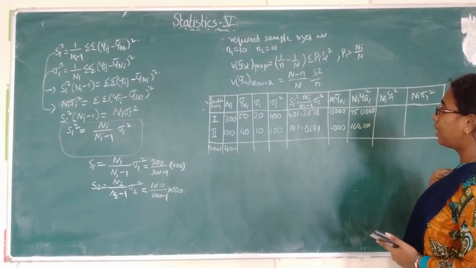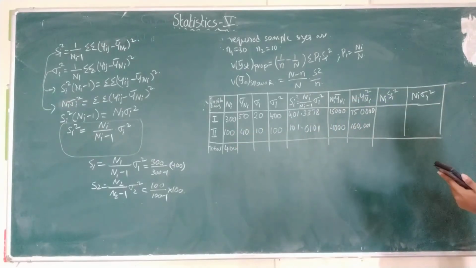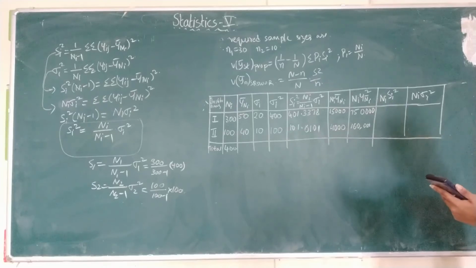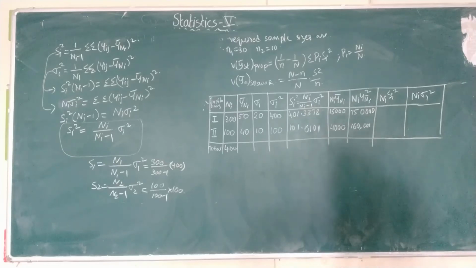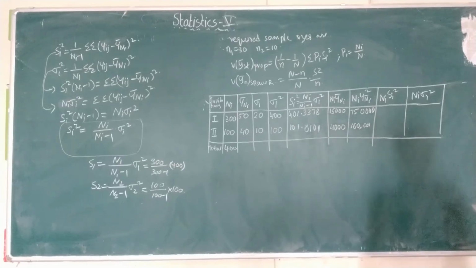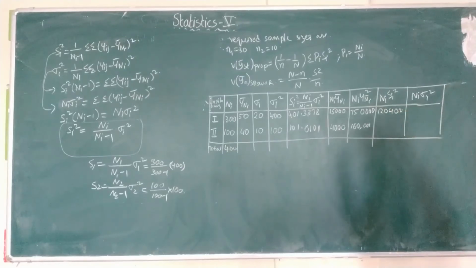Next, Ni into Si square. You have here Ni value 300 into Si square. So 300 into the Si square value 401.3378, you will get 120,402. Similarly, the next value you will get is 10101.